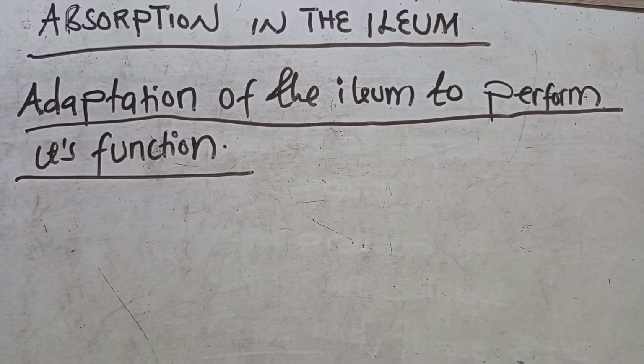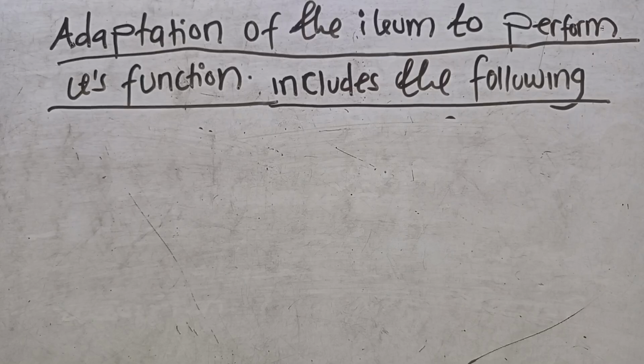So number one is that this ileum has a thin epithelium layer. We are talking about the adaptation of the ileum to perform its function. So these adaptations include the following. The first one is that the ileum has a thin epithelium layer for easy diffusion of food. That is the first adaptation.